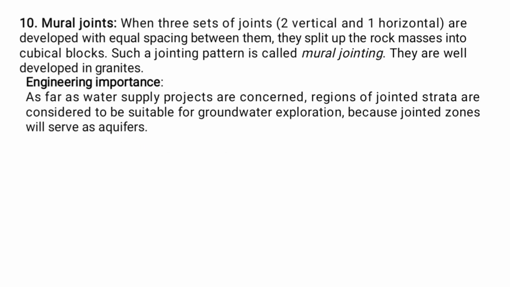Then mural joint: three sets of joints, two vertical and one horizontal, are developed with equal spacing between them. They split up the rock masses into cubical blocks. Such a joint pattern is called mural jointing. They are well developed in granites.